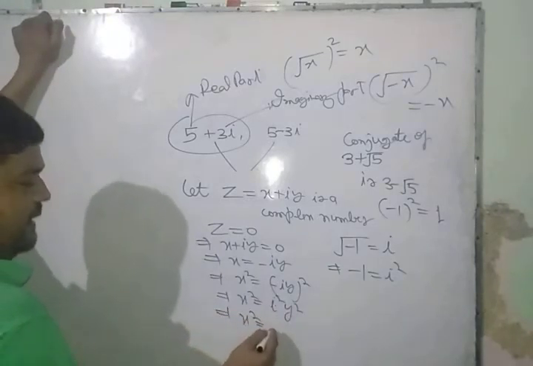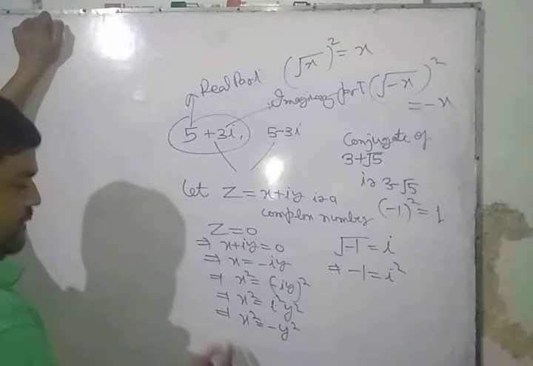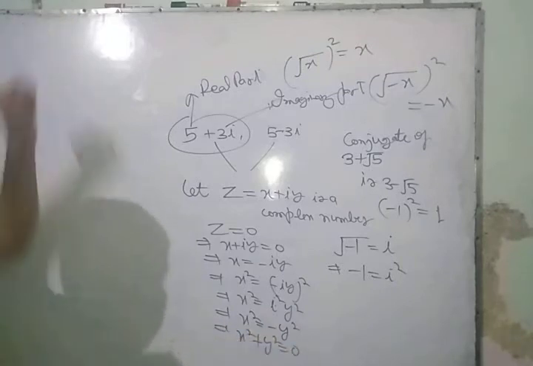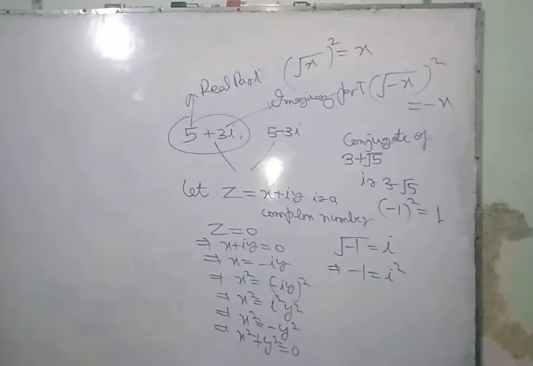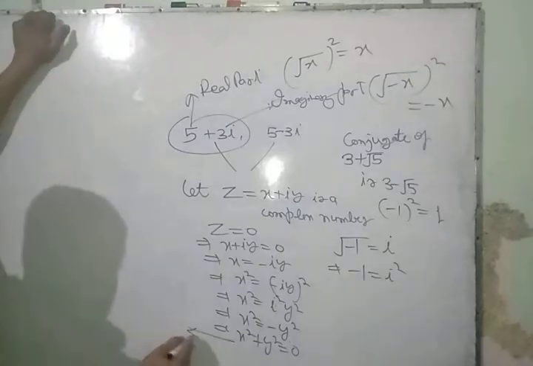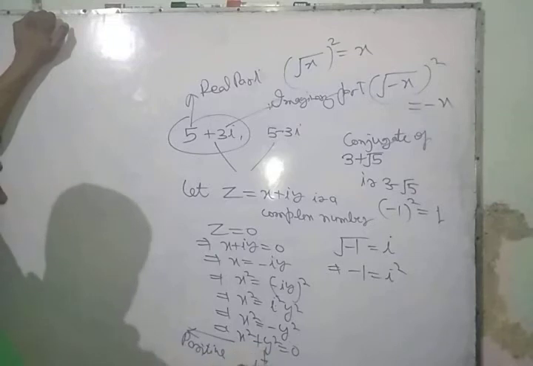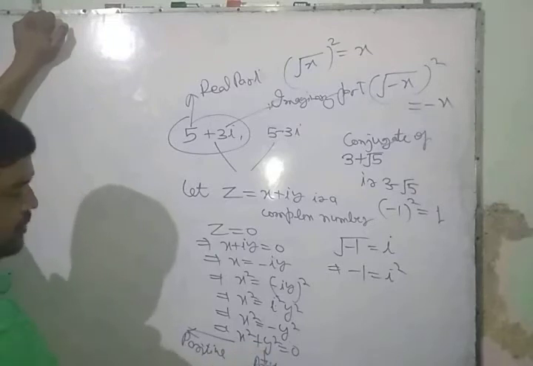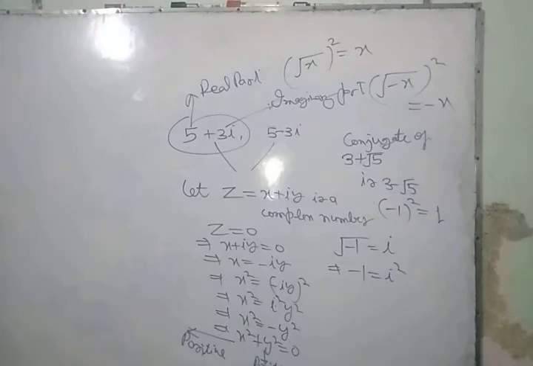Putting here, you can get x square is equal to minus y square. Transposing, x square plus y square is equal to 0. Now what does it mean? What does x square plus y square is equal to 0 mean? x square is a positive number. y square is also positive. Why are they positive? Why am I saying that they are positive?